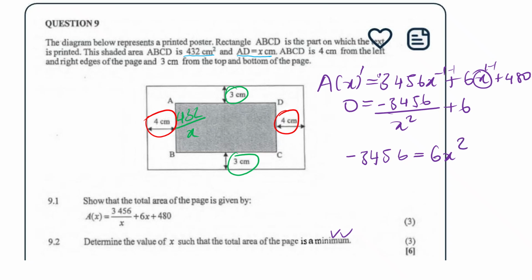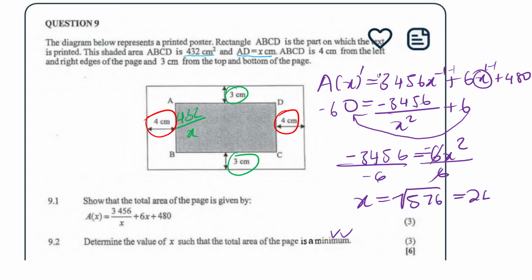Because we can transpose this 6 to the other side, which is going to be minus 6. Then we cross multiply and end up with minus 3,456 equal to minus 6x squared, whereby we can divide by 6 on both sides. If you put this on a calculator, your x will be equal to the root of 576, which is 24 centimeters.